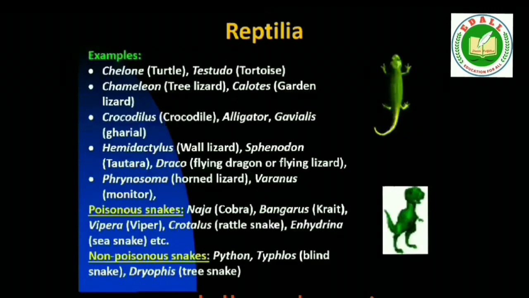Examples are Chelone, turtle, Testudo, tortoise, Chamaeleon, chameleon, Calotes, garden lizard, Crocodilus, crocodile, alligator, Hemidactylus, wall lizard. Poisonous snakes: Naja, cobra, Bungarus, krait, Vipera, viper.